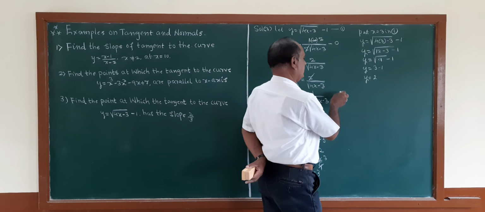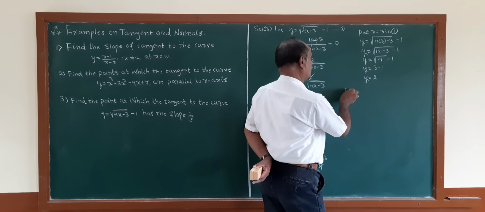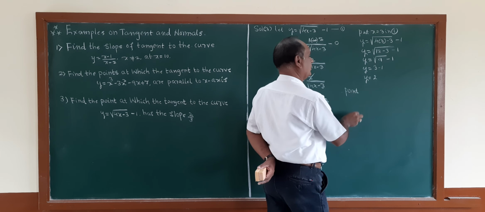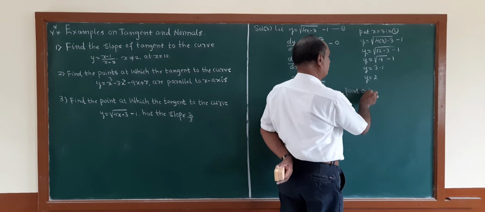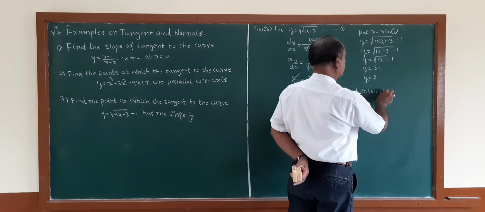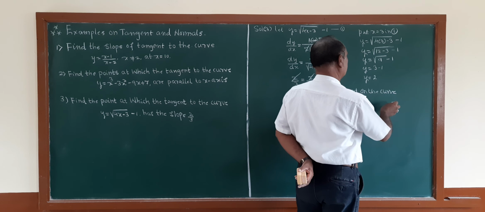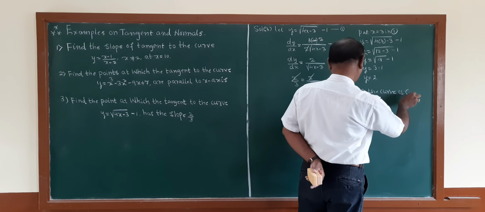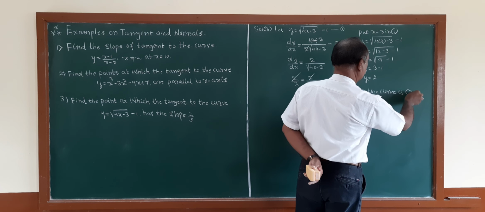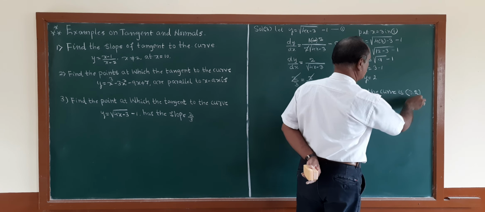Therefore, there is only one point on the curve. The point on the curve is x equal to 3 and y equal to 2.